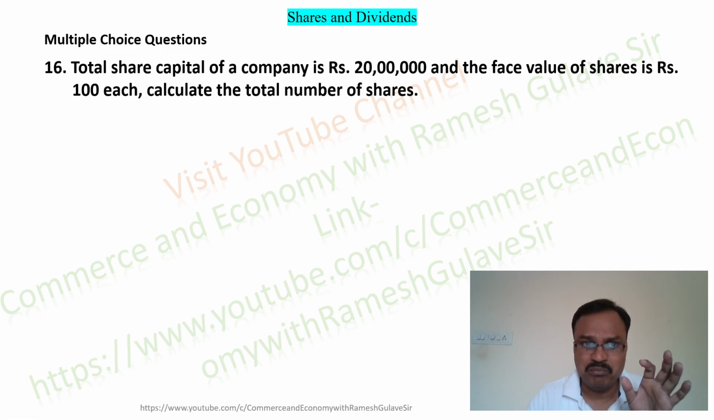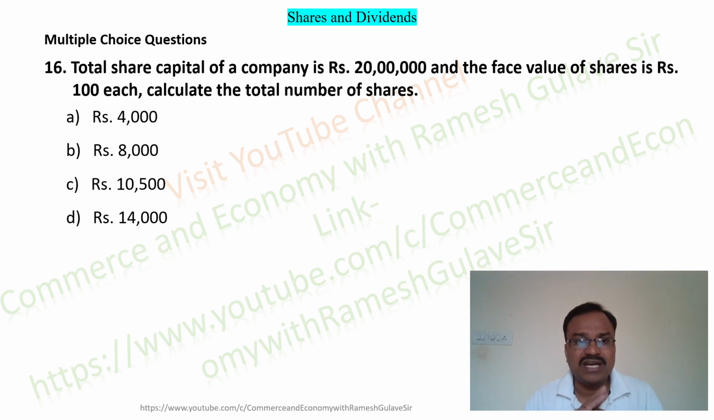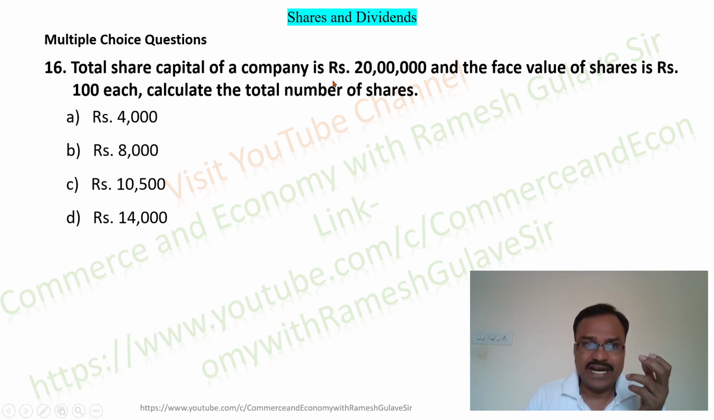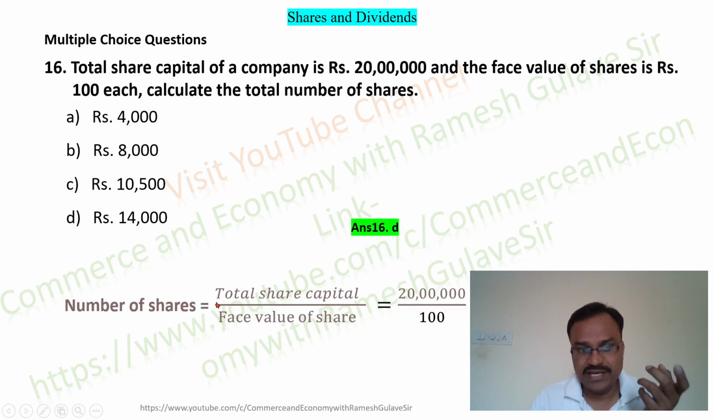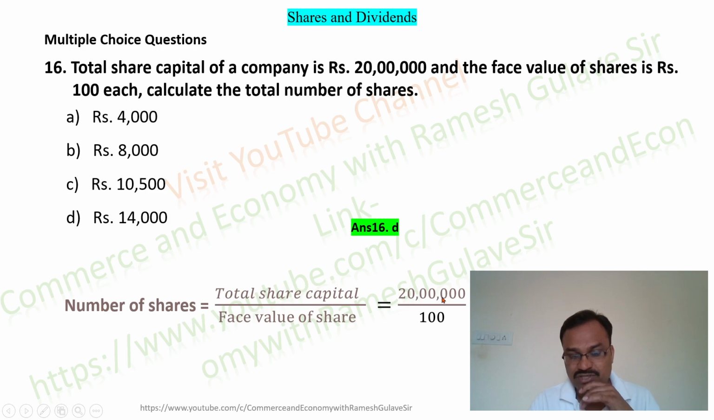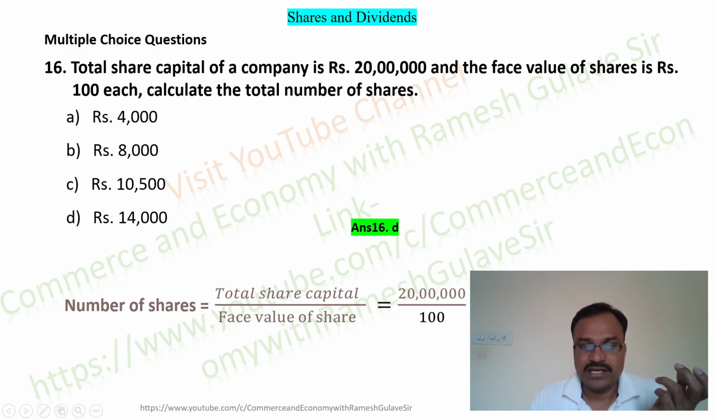This question is very simple, because we can calculate the number of shares easily by dividing total capital by face value. At the bottom you can see the calculation: total share capital divided by face value of shares. So total capital is 20 lakh divided by 100, so the number of shares is 20,000, right? So the total number of shares is 20,000.